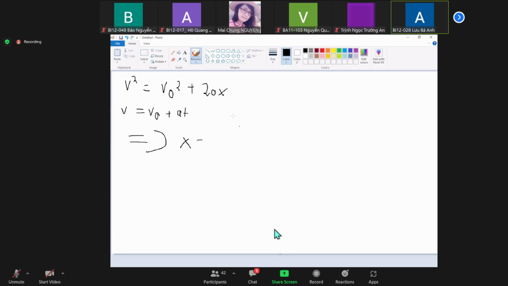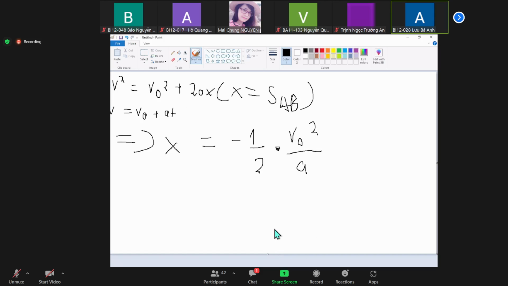And for x_AB, when I combine the two equations, I have this equation: v0 squared divided by a. With that I have x_AB is 1.18, so that is my solution.